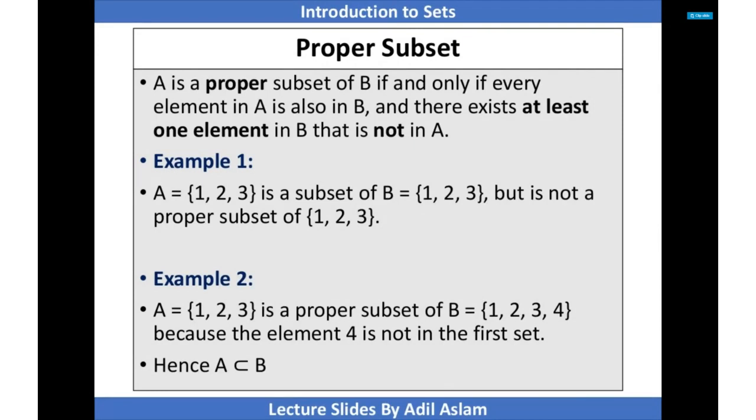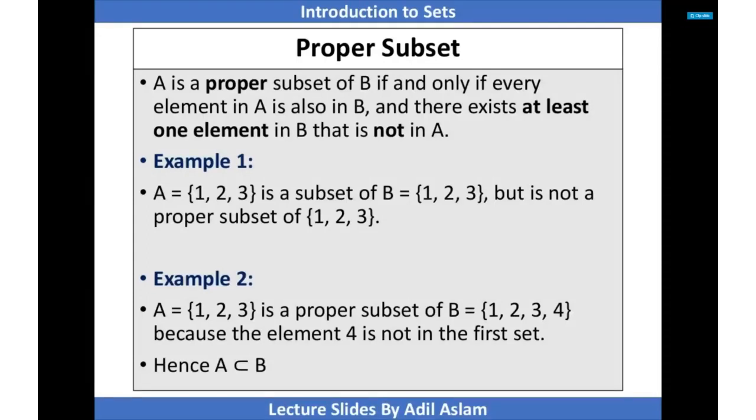So we say if A is a subset of B, then the cardinality of B must be greater than the cardinality of A, at least by 1. That's when we talk about proper subset.